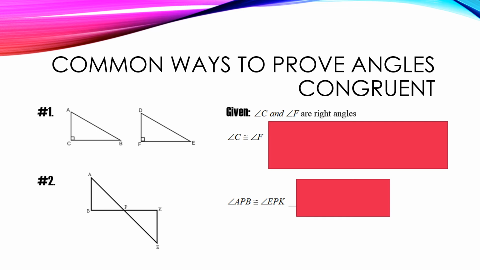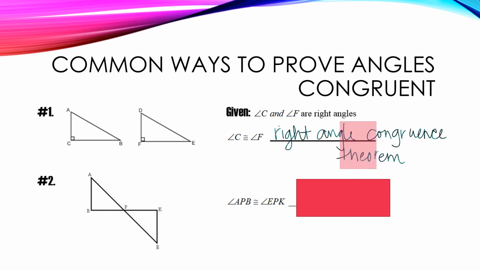So for number 1, angle C and angle F are right angles. Okay, we can say that angle C is congruent to angle F because all right angles are the same. They all equal 90, and that's called the right angle congruence theorem. If you guys don't have your reference sheet out from chapter 2, the handy dandy reference sheet, I would suggest you get it out. You don't need it, but it is a good idea to have.